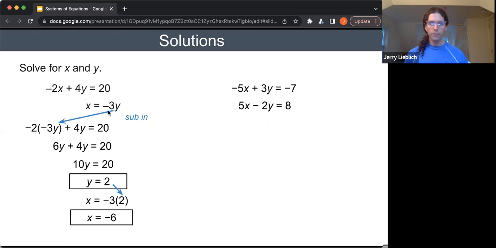So I plug from one equation into the other, solve for one variable, then take that number, plug it back into either equation, it doesn't matter, to solve for the other. In this case, plugging in here is going to be a little simpler.